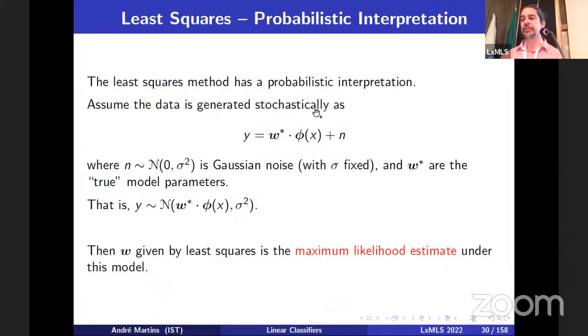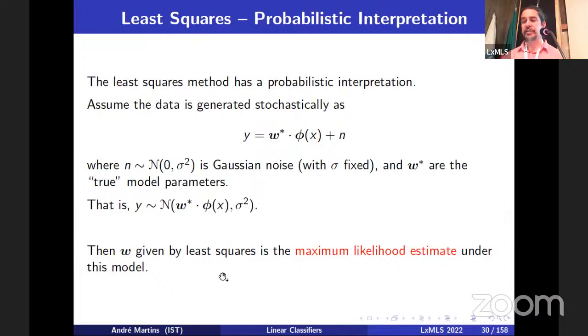If you assume that the data is generated stochastically, like this, if you assume that there are some true model parameters, so there is some W star that we want to estimate, and the data is generated by taking phi of x, the feature representation of x, doing the dot product with the true model parameters W star, and then adding some noise. If you assume that the noise is Gaussian with zero mean and some fixed variance sigma squared, then because we are adding a deterministic quantity plus some stochastic noise, y will also become a Gaussian random variable with mean equal to this deterministic part, W star dot product with phi of x, and variance sigma squared. So we now have a Gaussian random variable.